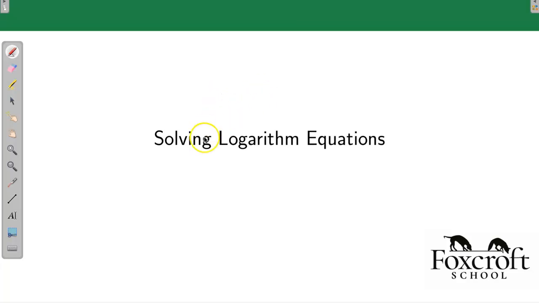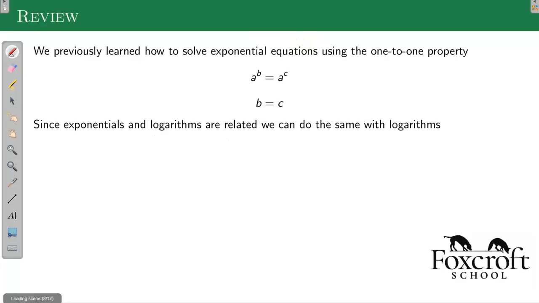In this video, we're going to talk about solving logarithm equations. So now the types of equations we'll be able to solve: we can solve linear equations, quadratic equations, exponential equations, and now logarithm equations. All right, so we previously learned how to solve exponential equations.